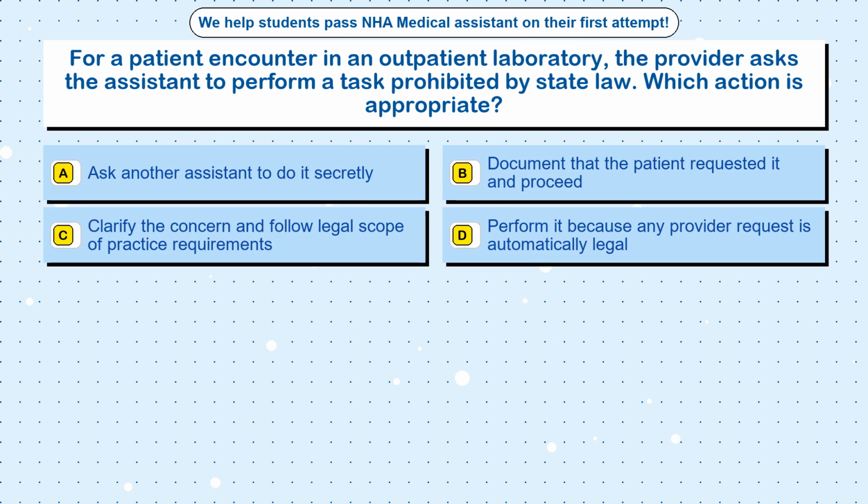Question 69. For a patient encounter in an outpatient laboratory, the provider asks the assistant to perform a task prohibited by state law. Which action is appropriate?